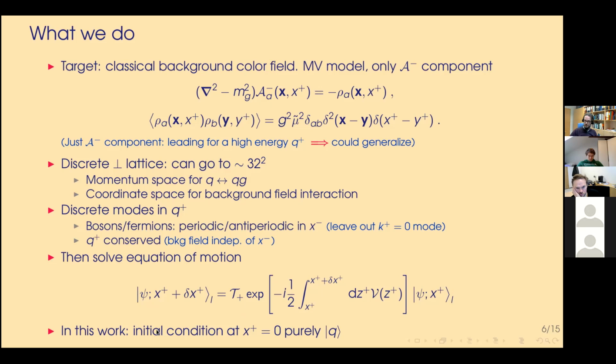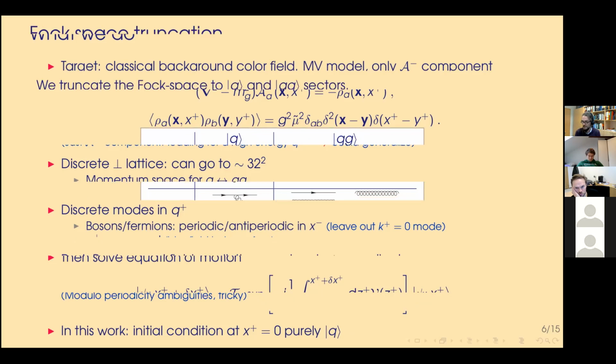So in this work, because we are still just testing what our code does, we will almost always choose an initial condition where at time x plus equals 0, we start with a state that has purely one quark with 0 transverse momentum and some given longitudinal momentum. So we start with a single quark state, and then see what happens to this single quark state in time.